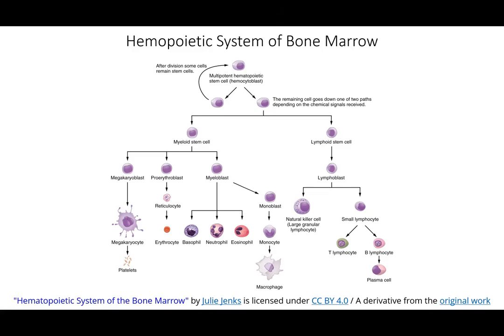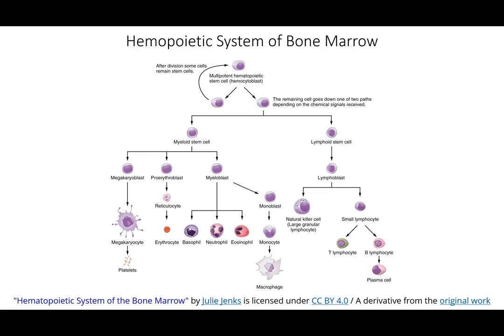Right? So this process of blood and formed element development is called hematopoiesis. This is from the Greek root heme, which is blood, and poiesis, which means production. So hematopoiesis is the development of blood components, the formed elements of blood.